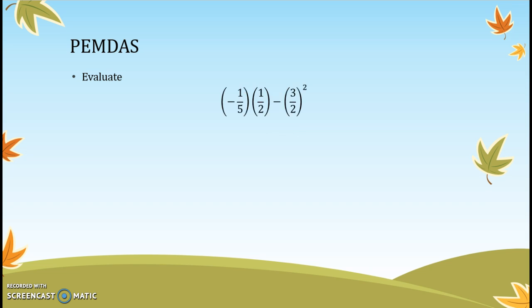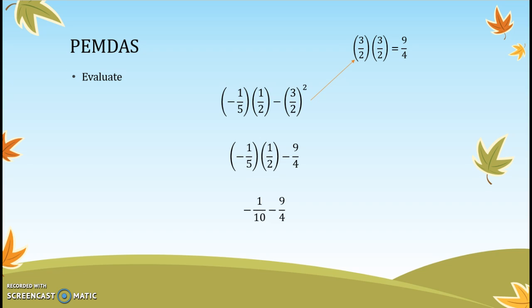What about negative 1/5 times 1/2 minus 3/2 squared? I see that I have multiplication and exponents, so I'll start with the exponents. Note that 3/2 times 3/2 multiplying straight across gives us 9/4, giving me the next line in our expression here: negative 1/5 times 1/2 minus 9/4. Multiplication comes next, so negative 1/10, because 1 times 1 is 1 and 5 times 2 is 10, minus 9/4.